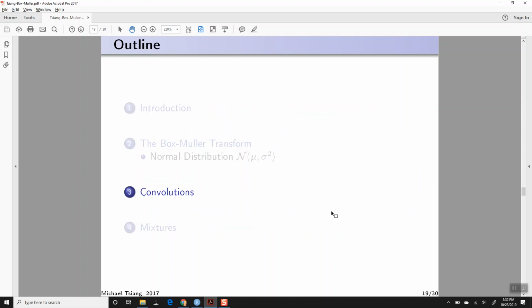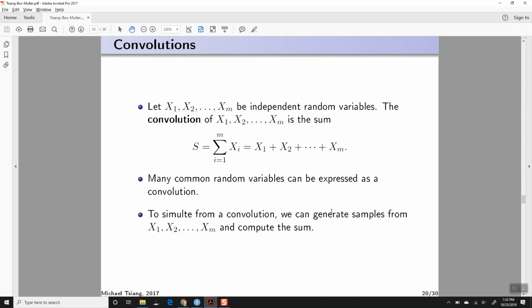Okay, convolutions. Convolutions are basically sums of random variables, right? So you just take a bunch of stuff. If each of these x's are random and you add them up, then that's technically a convolution. So you say all of these things are coming, and you generate a sample and you compute the sum.